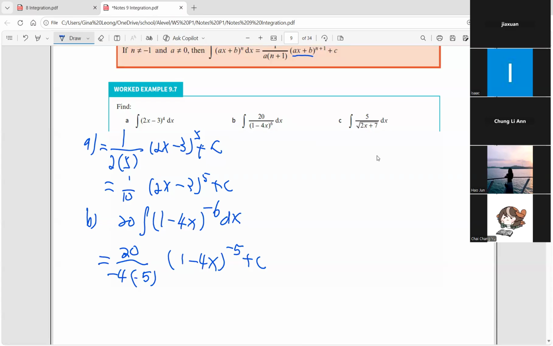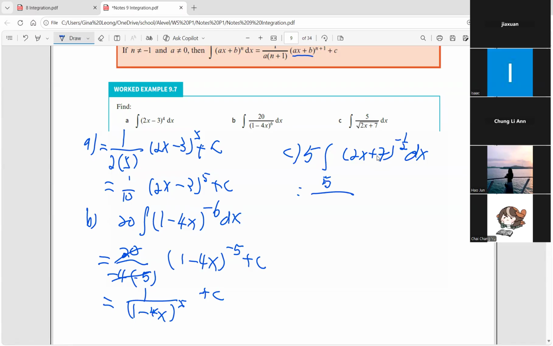Plus C. Then this one is the same thing. Minus and minus become plus, so this one cancels. What I get is 1 over (1 minus 4x) power 5 plus C. That's all. For C it is the same case also. This one becomes 5C. Then 2x plus 7 power -half, dx.